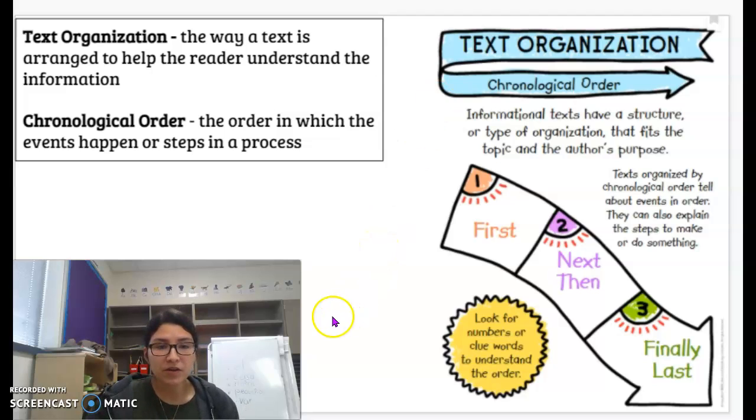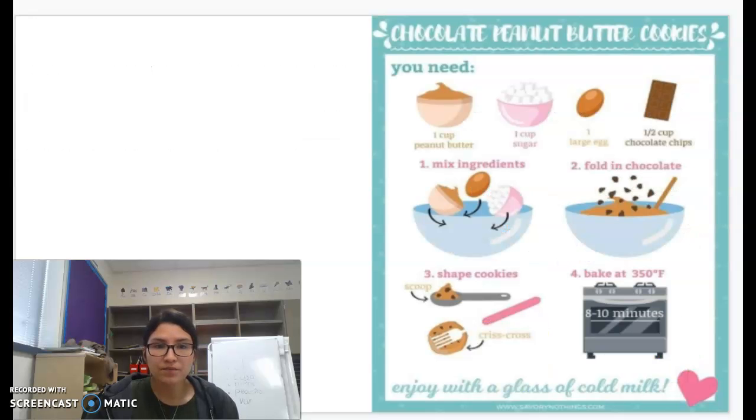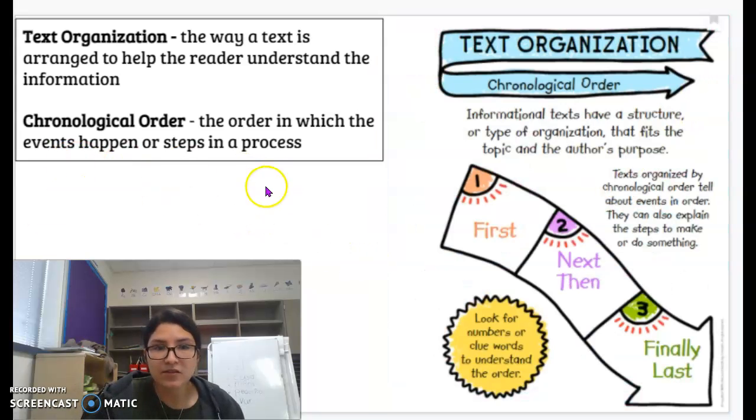Chronological order, go to say chronological order. Awesome. Is the order in which the events happen or steps in a process. So, right here, yesterday we went over this. This is the steps that we need to take if we want to make chocolate peanut butter cookies, right? So step 1, mix ingredients. Step 2, fold in chocolate. Step 3, shape cookies. Step 4, bake at 350 degrees for 8 to 10 minutes, and then enjoy with a cold glass of milk, or just enjoy your cookies, right? These are steps. Now, right here it says, or events. So you can have the steps or events.